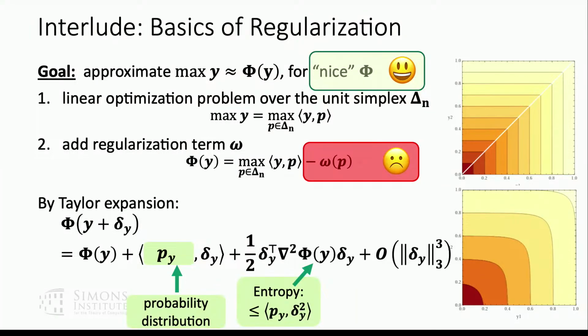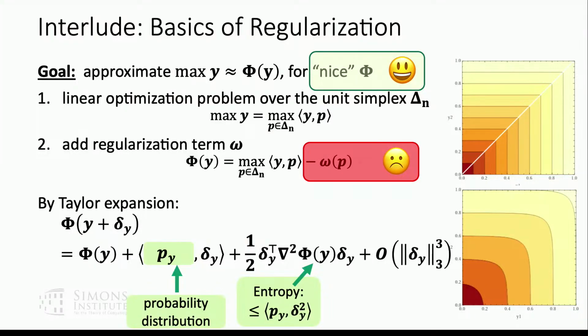Now, what's going to be very important is that once I look at the second order term, its contribution really depends on the choice of my regularizer. So for example, in the case of negative entropy, I can just bound the contribution of the second order term by the inner product between my probability distribution P and the pointwise squared vector delta that I use to update my current y.